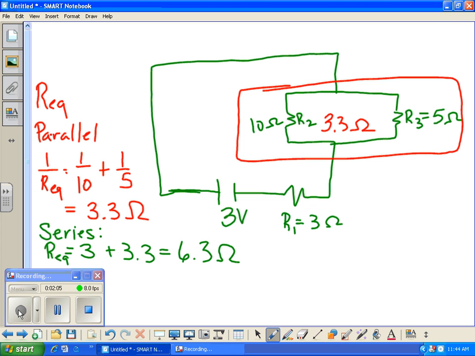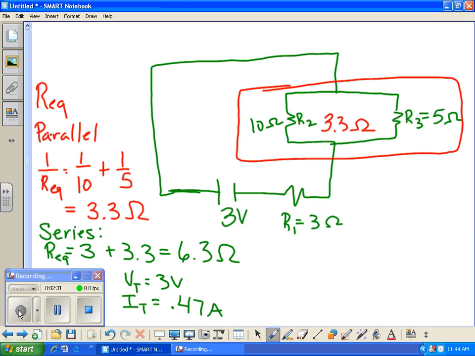From here, I can use the total voltage to find how many total cars, how much current is going to be on the road. So I know my voltage total is 3 volts. I know my REQ is 6.3 ohms, and I can get the total current, which when you calculate it out should be in total 0.47 amps.